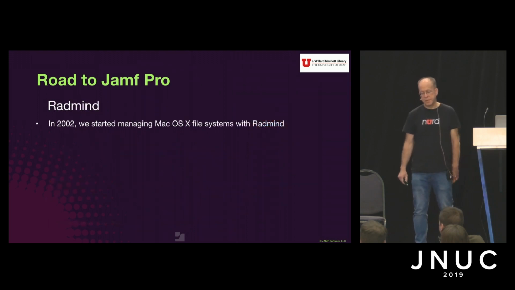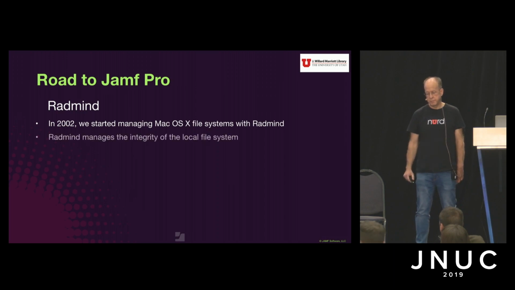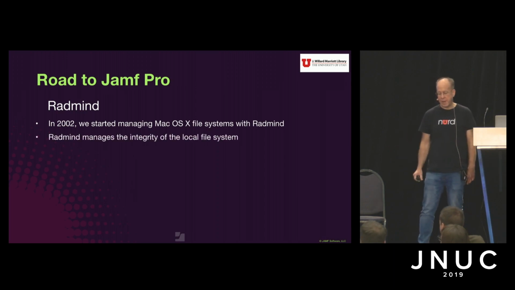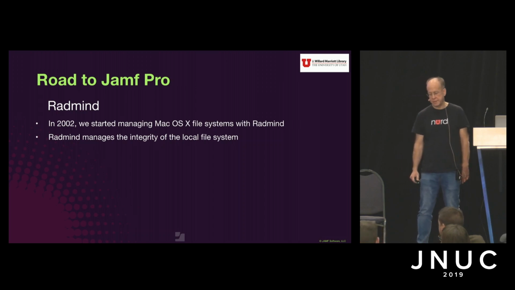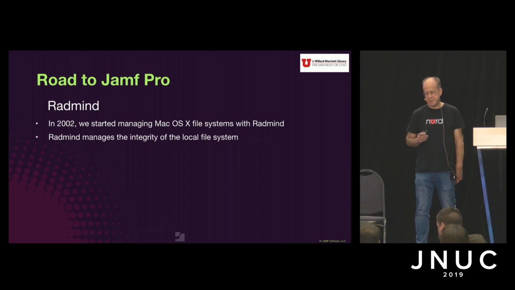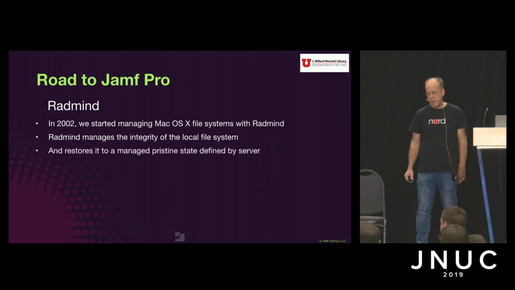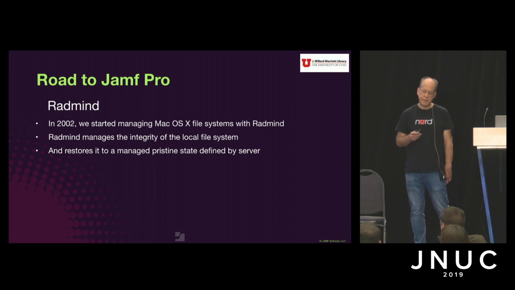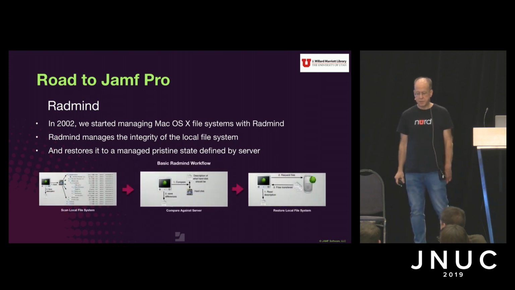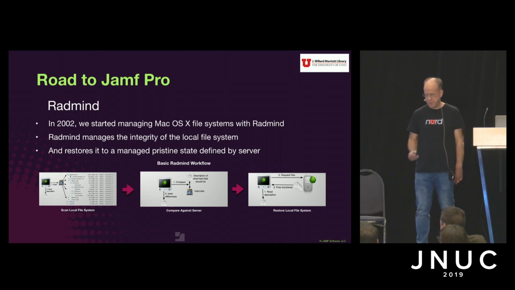In 2002, we were early adopters of Radmind, which is probably an early Mac OS X file system management solution. For people who don't know Radmind, it does an integrity check of the local file system. Basically, it's running as a tripwire on the system. It will compare the local file system against a defined file system on the server and then restore the local client system to the pristine state. So it's kind of like VM snapshots, but you can manage the snapshots on a server. This shows a workflow for people historically interested in that.